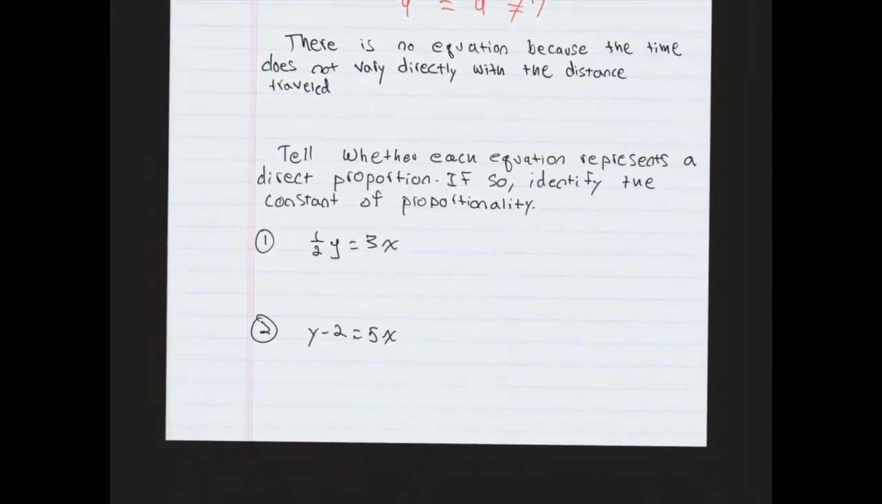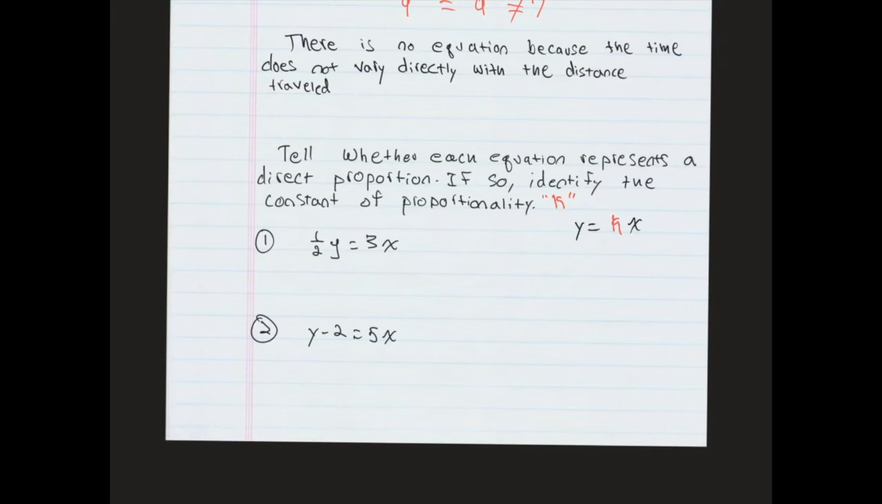And if we keep going down further, we have another example here. Tell whether each equation represents a direct proportion. If so, identify the constant of proportionality. So remember, that is just k. Our direct proportion equation is y equals k times x. So in all of these situations, we have to get y by itself. It's all the way back to solving equations. We want to get the y alone.